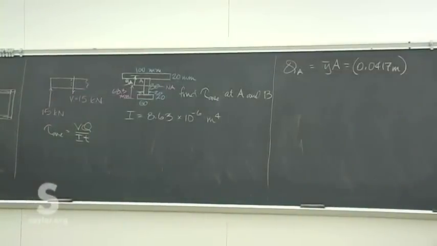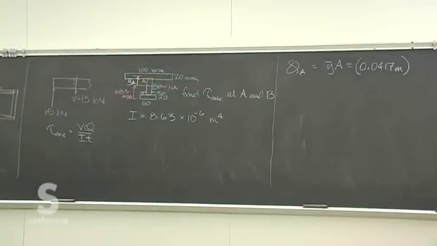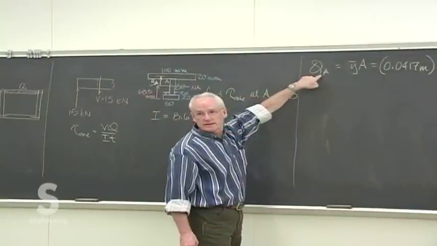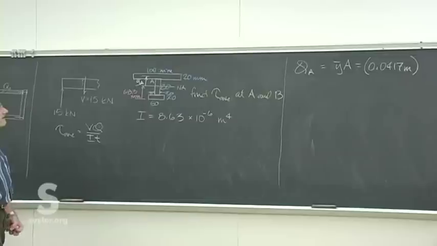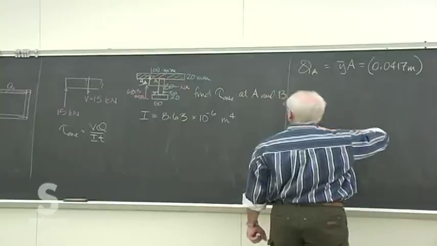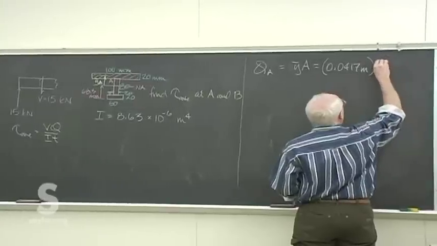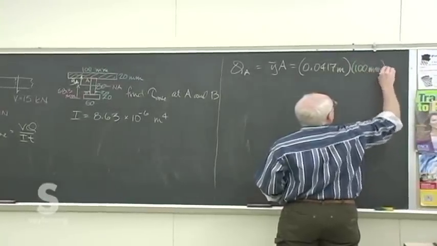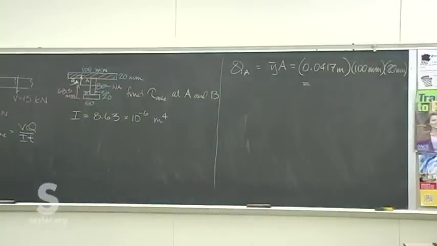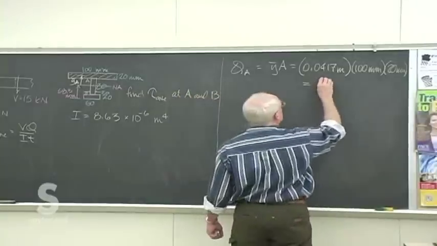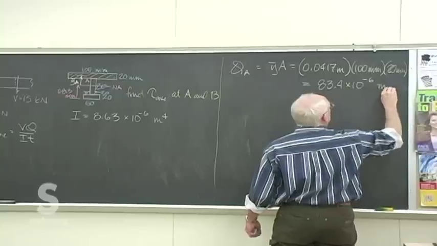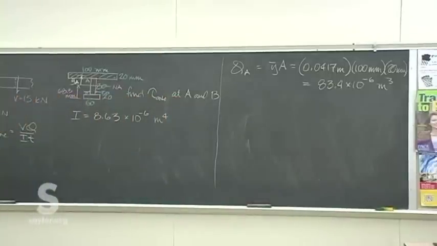And then the area of A, what did you use? Phil, what did you use for the area here to find QA? It's this area here, 100 times... and should have gotten 83.4 times 10 to the minus 6. Watch your units. I got a bunch of them in there, but in the end, you got to work them out to one spot.